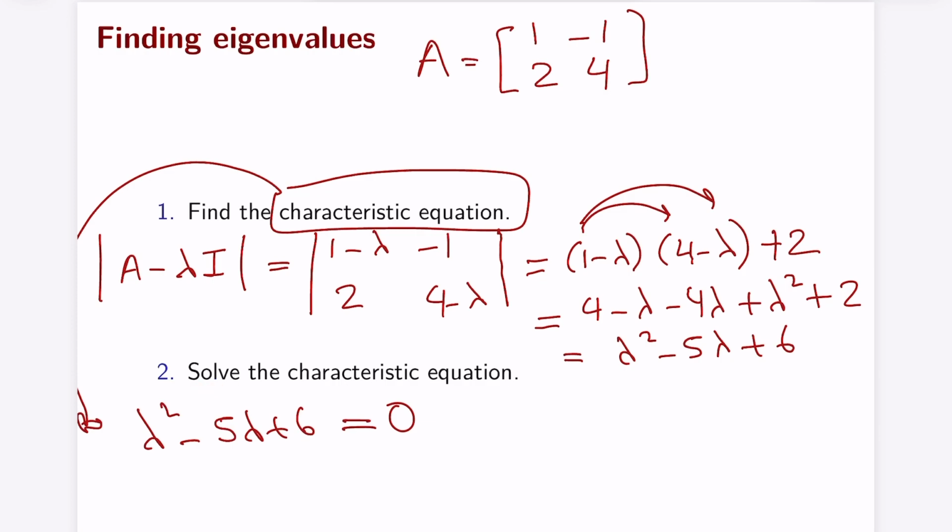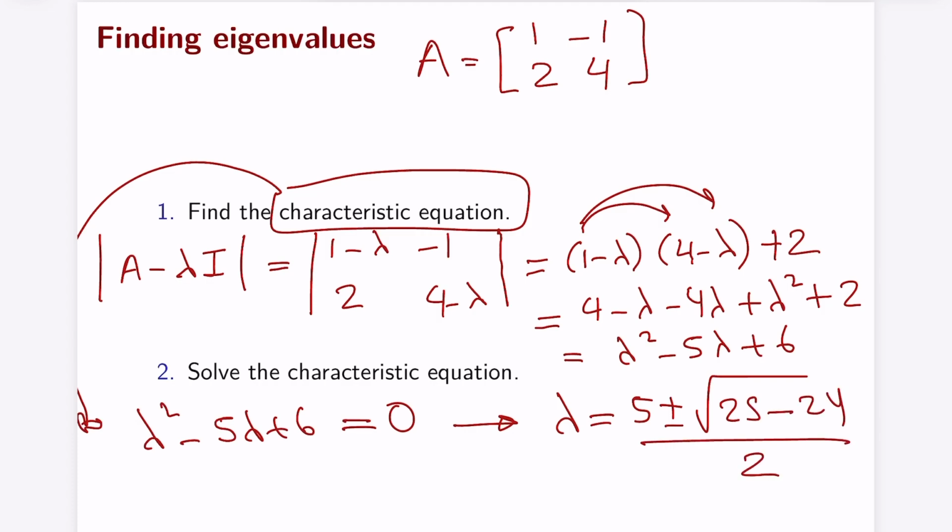That means just solving the equation, whatever it takes depending on what type of equation it is. In this case, it's a quadratic equation, so we can just solve it by the quadratic formula, right? So lambda will be equal to 5 plus minus the square root of the discriminant, and so lambda will be equal to 5 plus minus 1 over 2. One of the roots is 5 plus 1 is 6, over 2 is 3, and the other is 5 minus 1 is 4, over 2 is 2. So these are our two roots: one of the roots is 2, and the other one is 3.